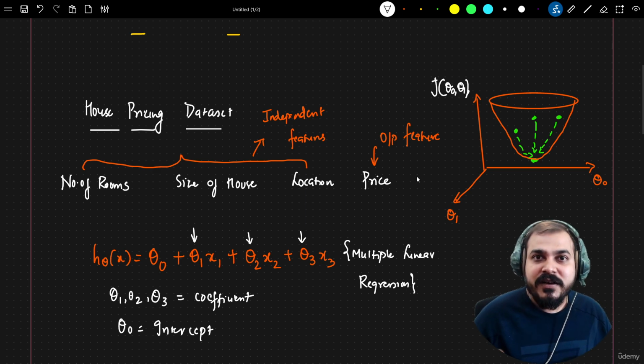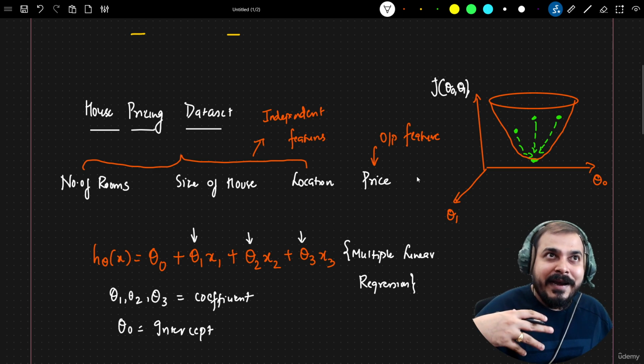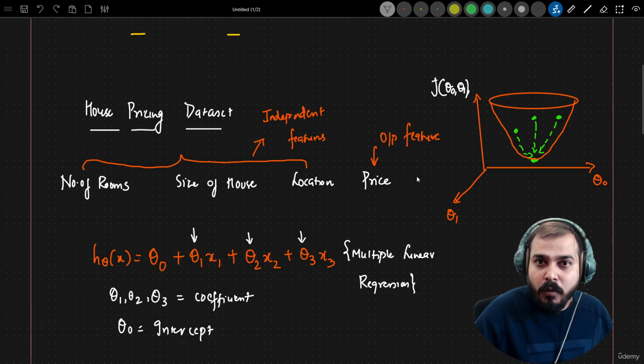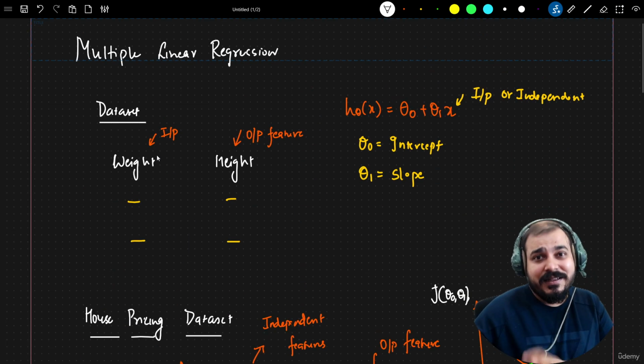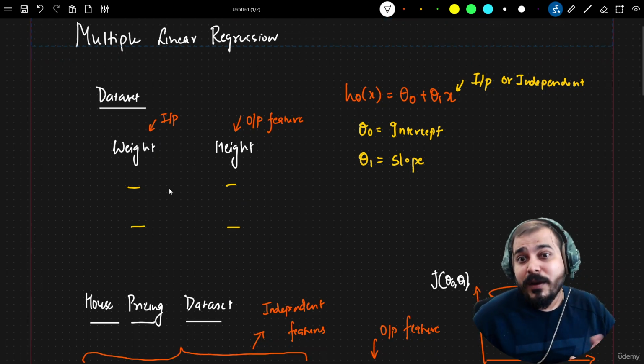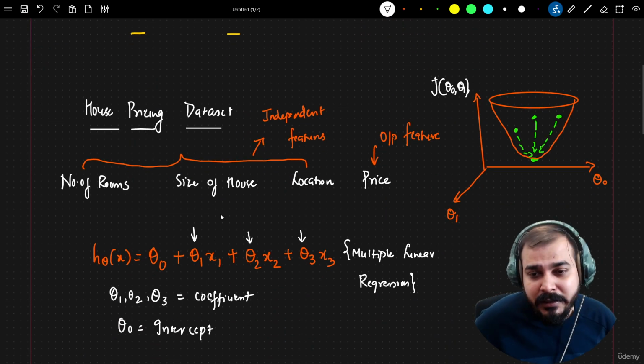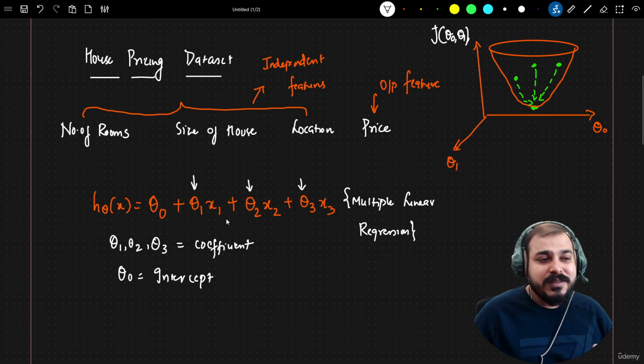So this is what multiple linear regression is all about. In multiple linear regression, we are focusing on the fact that our input features will be more, not just one. If we just have one input feature, we basically say simple linear regression. If we have more than one input feature, we say multiple linear regression. So this was the basic difference. I hope you have understood this.